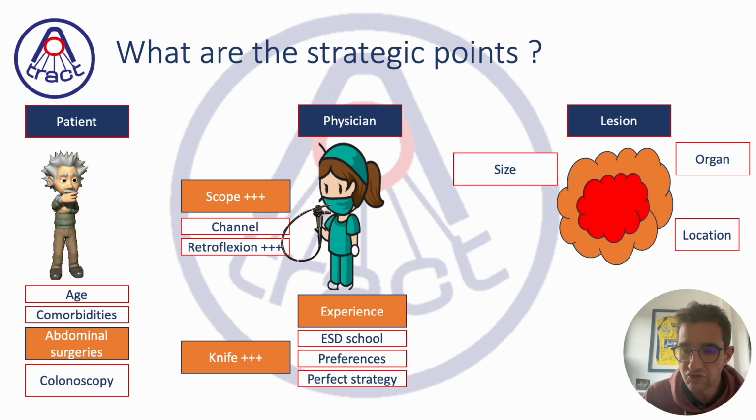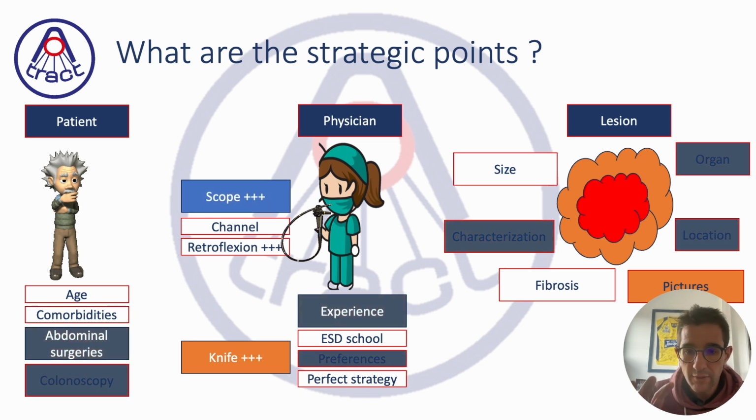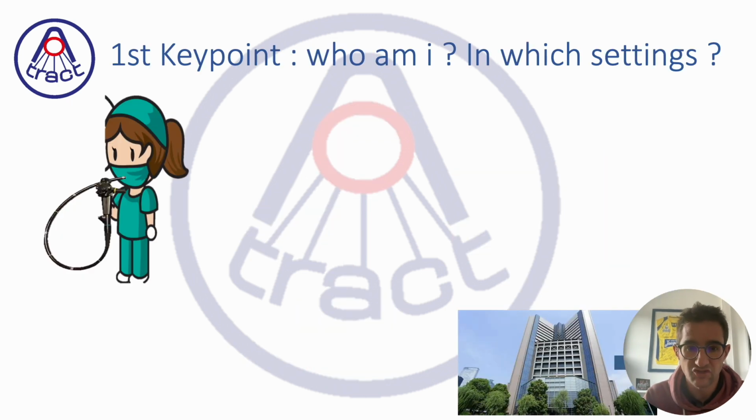And finally, the lesion. What is the size? Which organ? Which location? Is there any fibrosis to anticipate? I mean, history of colitis, history of previous resection. Do you have pictures of the lesion? And what is your characterization? First, we will see all these points to choose our perfect strategy.